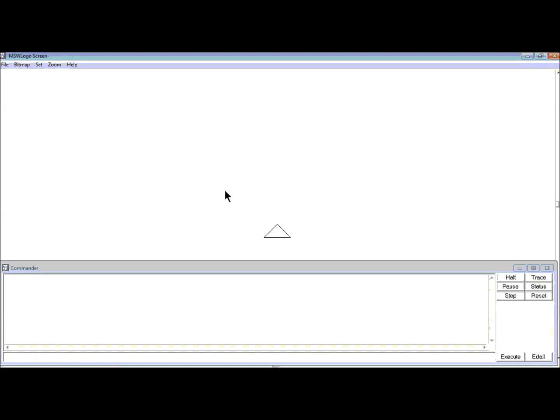Form a triangle in MSW Logo. Although you can form a triangle of any size and angle, here I'm forming an equilateral triangle. So before starting, first I want to brief some points about an equilateral triangle.